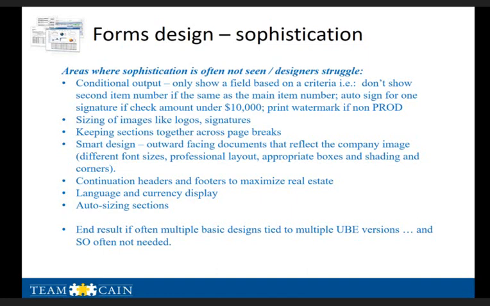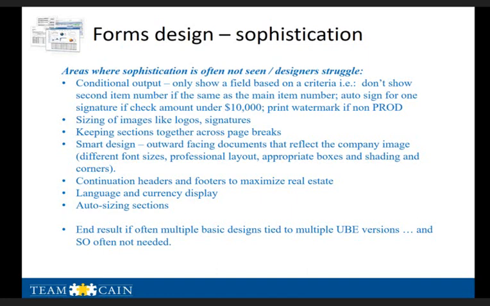On checks, classic example, the signatures, possibly automatically signing it for one of the signatures if it's under $10,000, or for both of them if it's under $1,000. Printing a watermark if it's non-production. There's all kinds of conditions that can give rise to different output on it, and that's something where people struggle quite often.